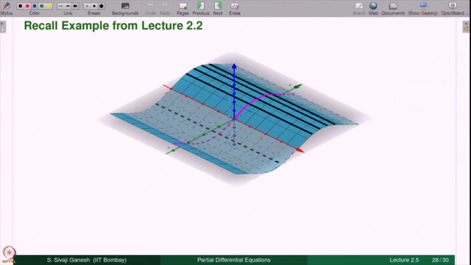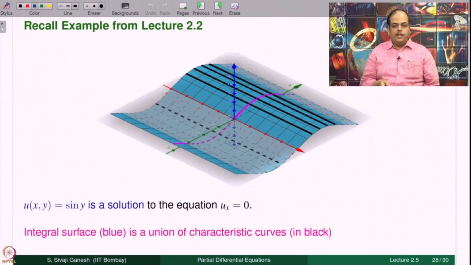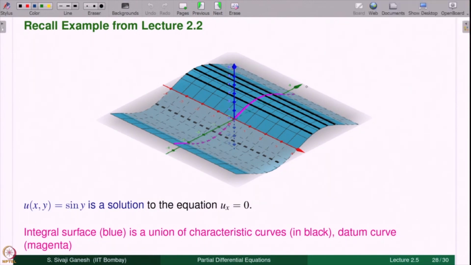So, this is a picture as usual, the red x axis, green y axis, blue z axis. We saw this earlier, u(x, y) equal to sin y is a solution to the equation u x equal to 0. The integral surface is blue, it is a union of characteristic curves which are straight lines, we saw that already. They were obtained as the intersection of two surfaces. The datum curve is in magenta. So, this is the datum curve, (0, s, sin s) as s varies, that is the datum curve, correct.